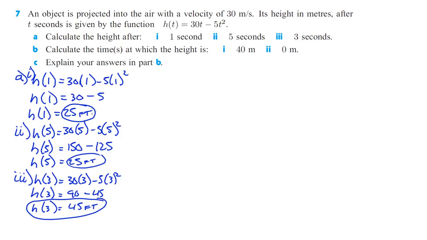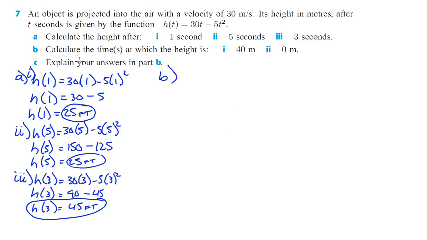Okay? So apparently, just by looking at these, at 1 second it's up at 25 feet, and then at 5 seconds it's back down at 25 feet, and at 3 it's at 45. So it looks like it starts at 0, obviously, and then you throw it, it's projected up, and at 1 second it's at 25. At 3 seconds it reaches its height, which is 45, and then it starts coming back down. And at 5 seconds, it's back at 25 feet. Okay?